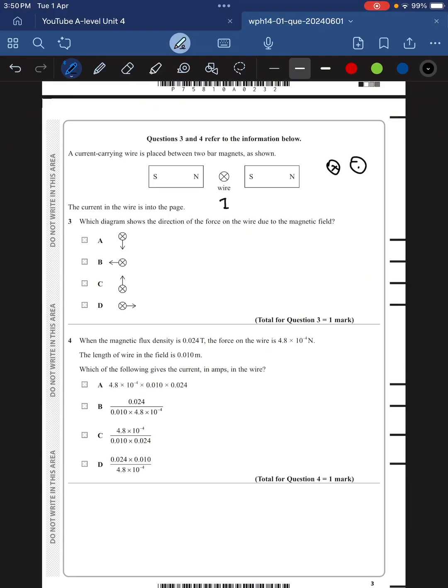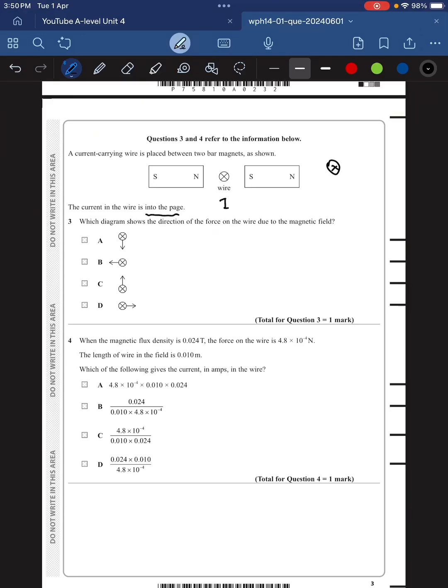But if the symbol is that, with a dot coming out, it means that we see the head of the arrow. So that means that if this was the direction, then the quantity is coming out of the page, pointing at our eyes. So that's the information. We have the north and the south pole, etc. The current in the wire is into the page, so it's mentioned.